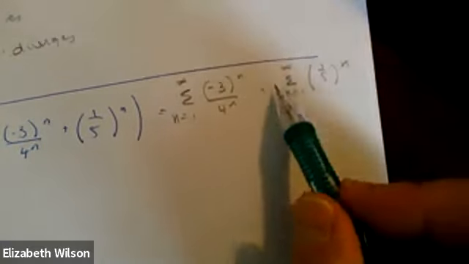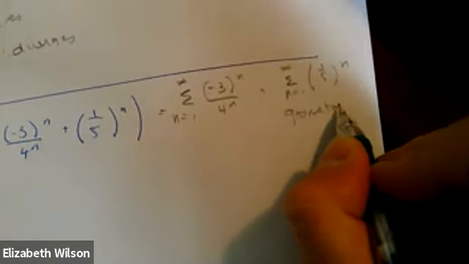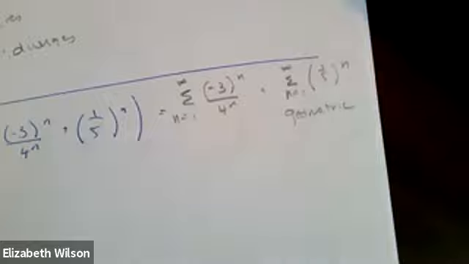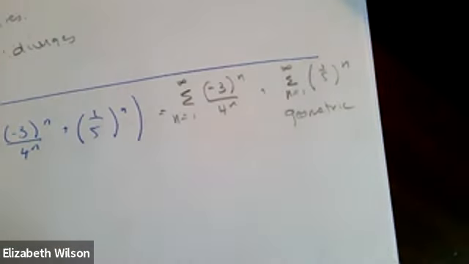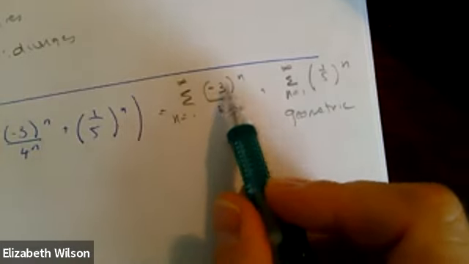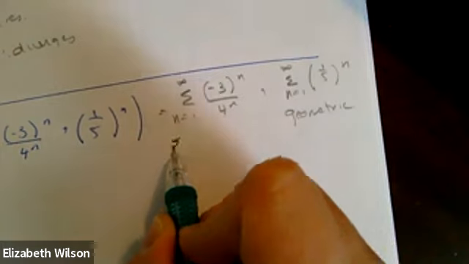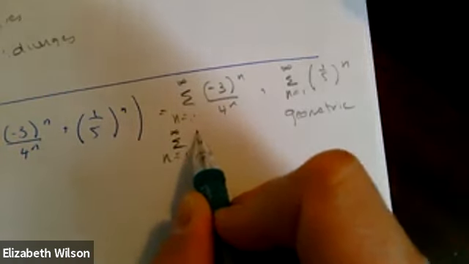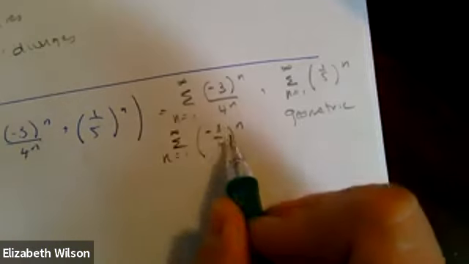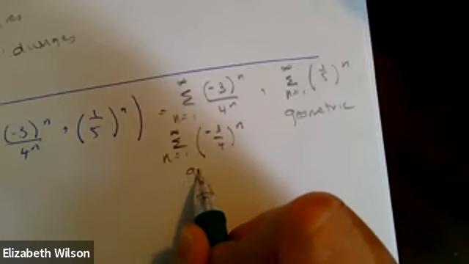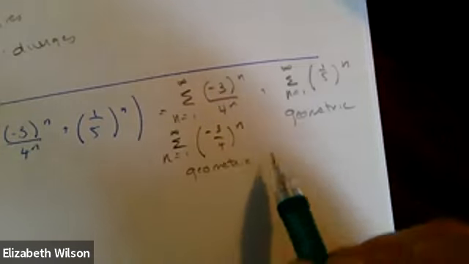So this one here jumps out at me right away as a geometric series. Okay, so geometric series, I'm going to handle that one. This one here, I've got a minus 3 to the n all over 4 to the n. This actually is a geometric series too. Let's rewrite it: the sum from n equals 1 to infinity of minus 3 over 4, to the n. This is our r. This is also geometric. So I've got a sum of two different geometric series.